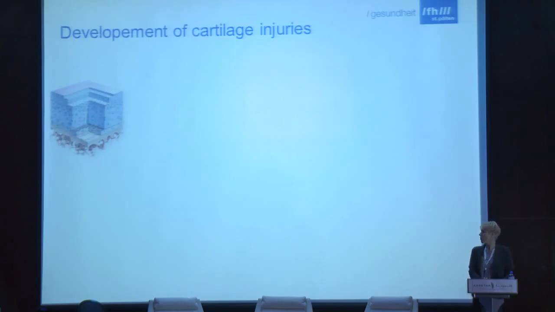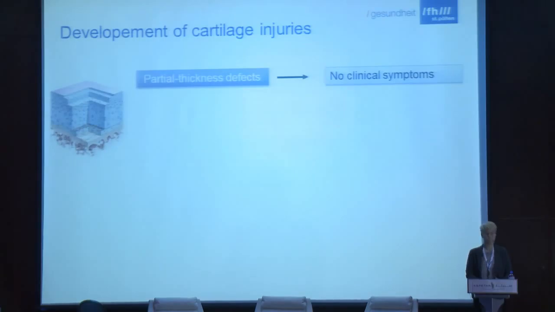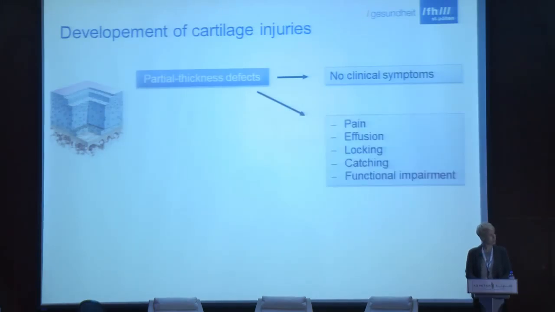Now, what about the development of cartilage injuries? In most cases, it will start with partial thickness defects, which are restricted to the superficial layer. In some patients, we might not see any clinical symptoms, so we might see these defects only by chance, as a concomitant defect. Some of these patients might already exhibit some symptoms. The typical symptoms of cartilage injuries are pain, effusion, sometimes locking and catching, leading to functional impairment.